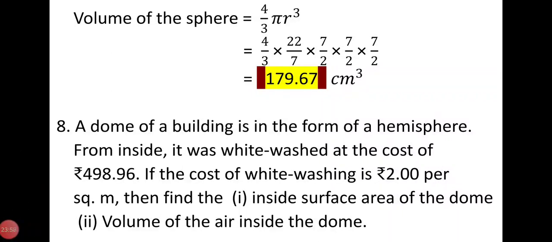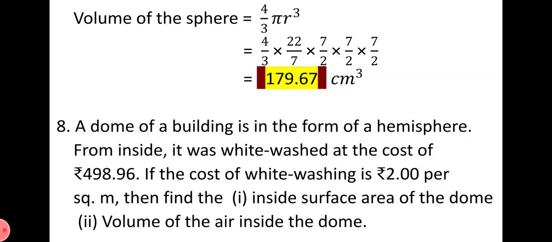So according to the question, total cost of whitewashing the inner side of the hemispherical dome is given as rupees 498.96, and also the cost of whitewashing per square meter, rupees 2, is given. Using that, first we will find the inner surface area of the dome. From the inner surface area we will find out the radius, and then we will use the radius to find out the volume of the air inside the dome.